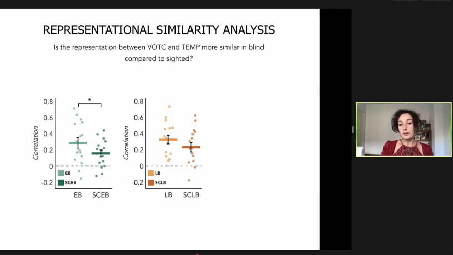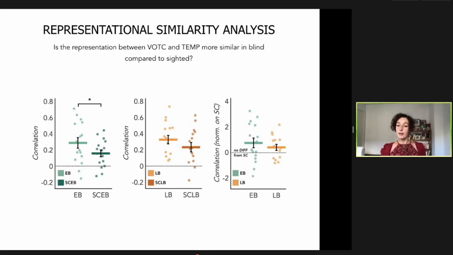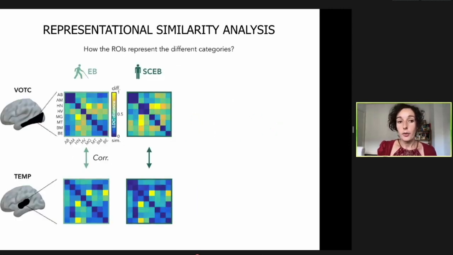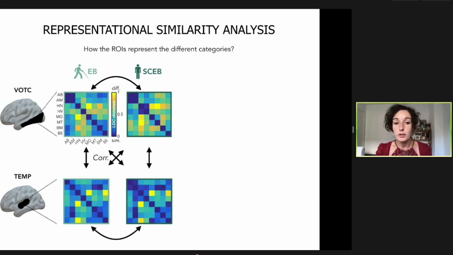However, when we directly compare the two groups of blind, once again, we don't find any significant difference between the two blind groups. So at least in the case of early blind, we can say that the similarity between the representation of VOTC and the temporal regions is increased compared to their sighted control. But this is actually not the only comparison that we can look at. There are many other comparisons between regions and groups that we could investigate.